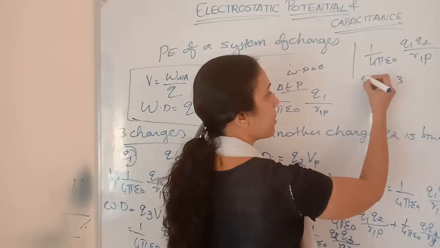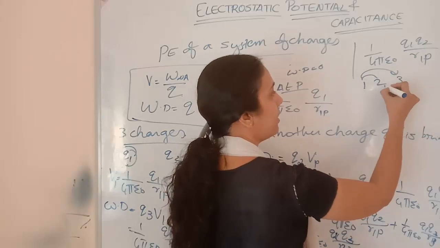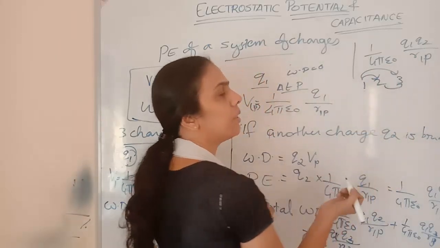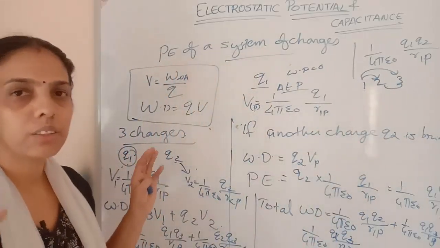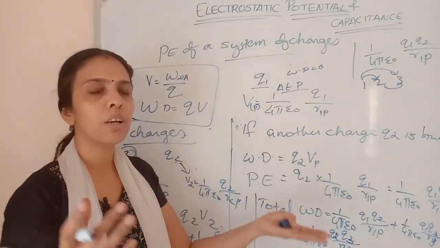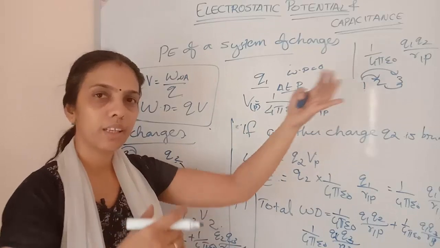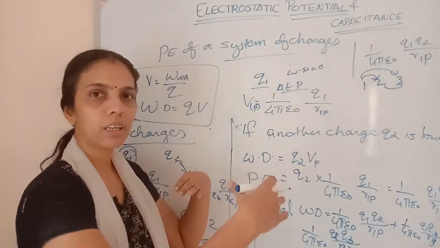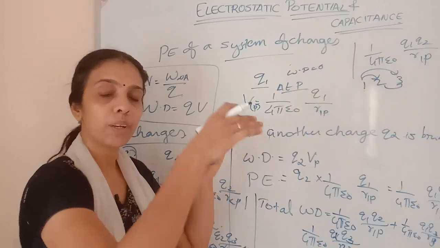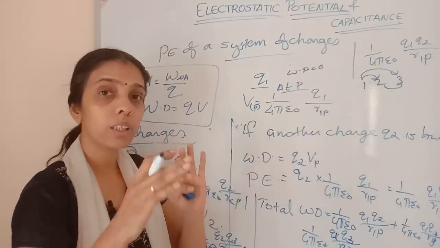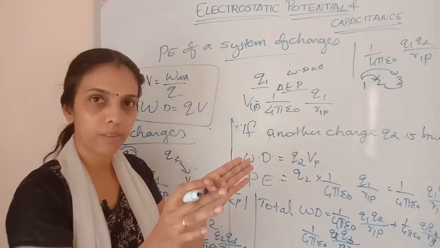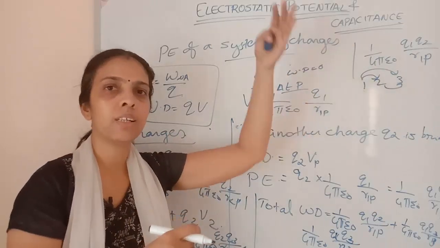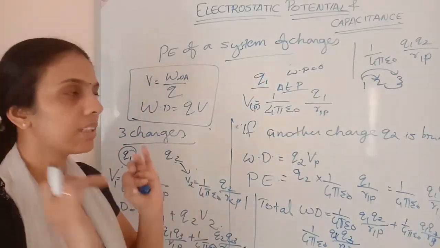1 2 3 means 1 2, 1 3, and 2 3. Okay, total potential energy. The concept you should know: initially there is no charge. Then when the second one comes, work should be done. When the third one comes, work should be done against the first one and the second one, that is, first and second, first and third, second and third. So three pairs will be there.